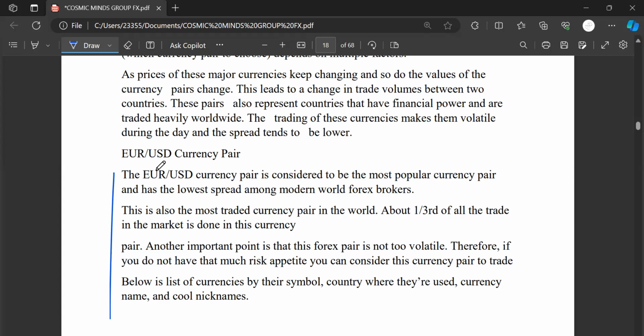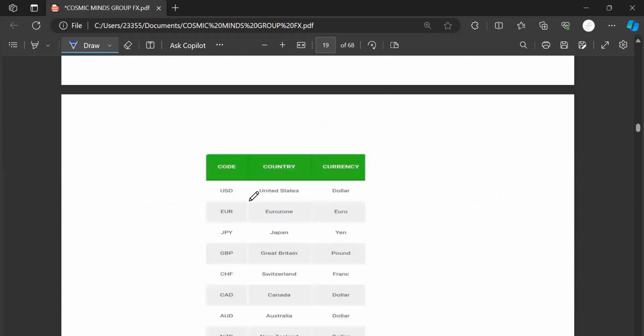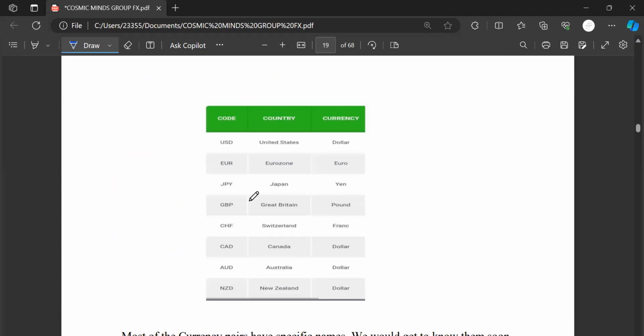Now, below is a list of currencies by their symbol, the country where they are used, the currency name, and I think some have their nicknames. So let's look at them. If I don't take care, this video will be lengthy, so I'm going to cut it short. These are the major currencies that we were talking about.